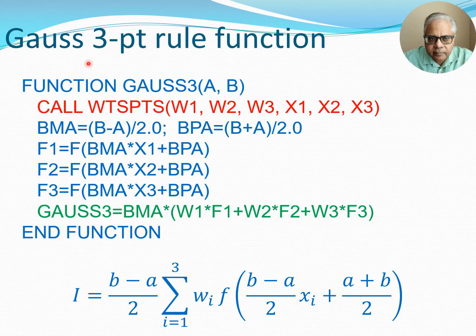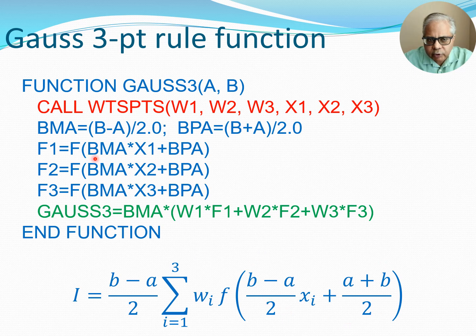Now I need to write the Gauss function. This is a 3-point Gauss rule function. So I call the function Gauss3. The inputs are a, b. I call the weight function here, which I have shown in red, and the weight function, or rather subroutine, will give me W1, W2, W3, X1, X2, X3. Then I'm going to define some variables. For example, I have this b minus a by 2 coming in twice. So I call it bma, which is b minus a by 2. I have b plus a by 2 here. I call it bpa.